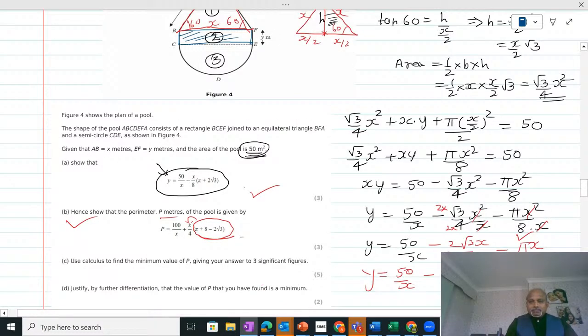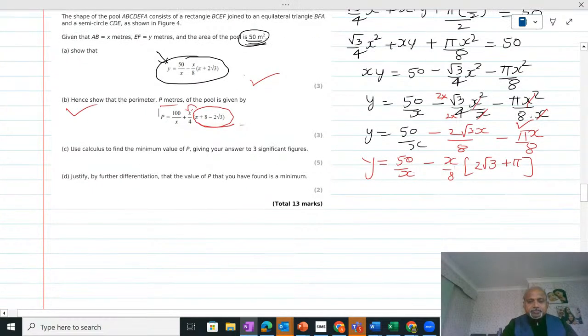So let's move forward now. Now, B part, we are going for that. Now, perimeter. We have already found that, this one, 50 over x, right? And show that the perimeter P of the pool is given by this. So now the perimeter we need to find.